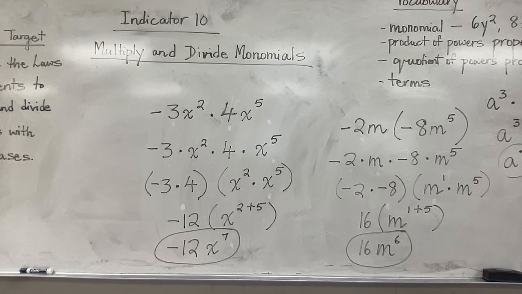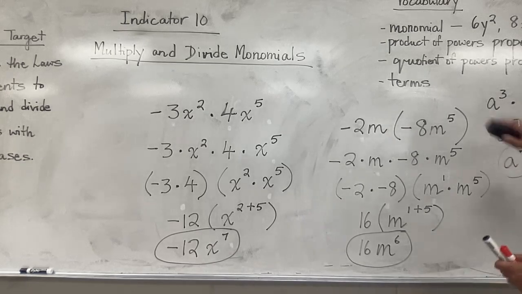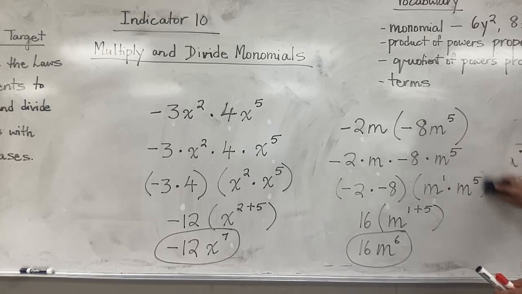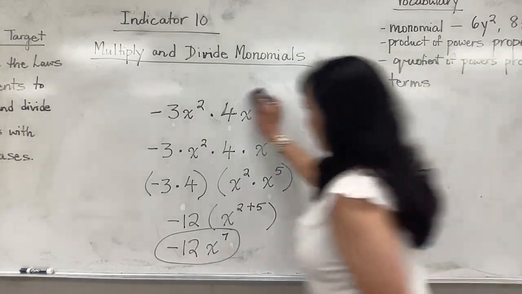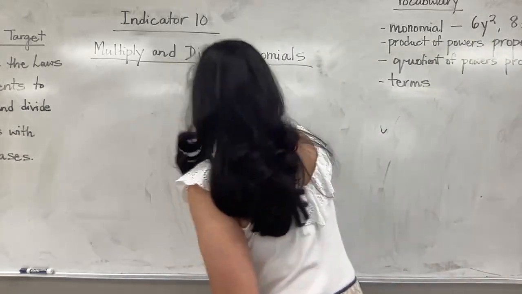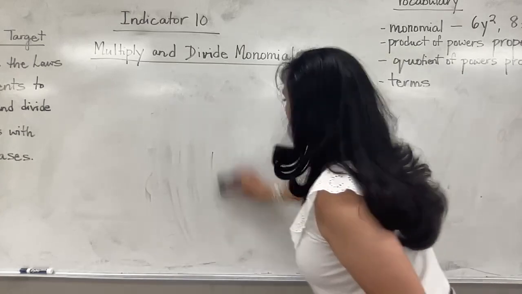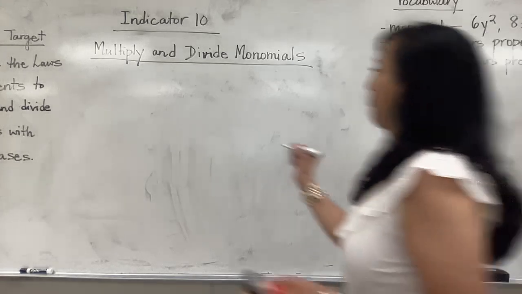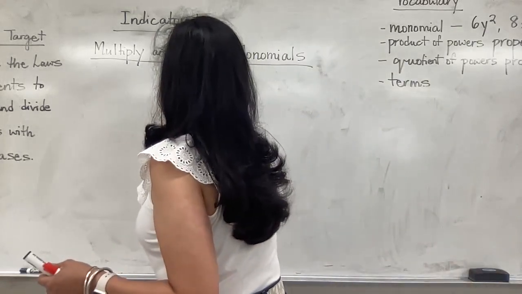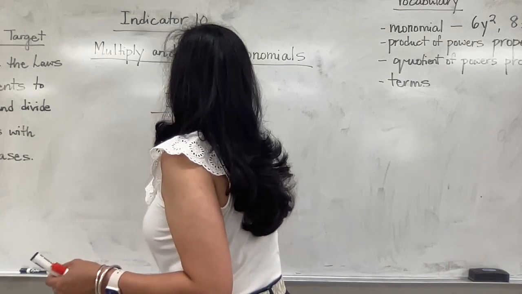Let's now talk about the quotient of powers. So we're going to talk about the quotient of powers property. So now we get to this part. All right, so the quotient of powers property, I'm going to give you an example. Let's say I want to simplify 3 to the 6th power over 3 squared.